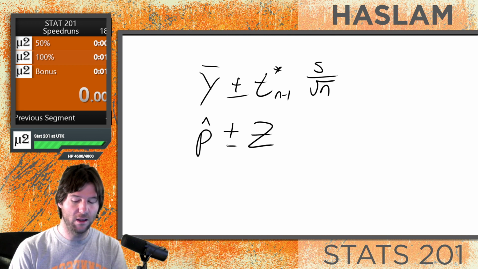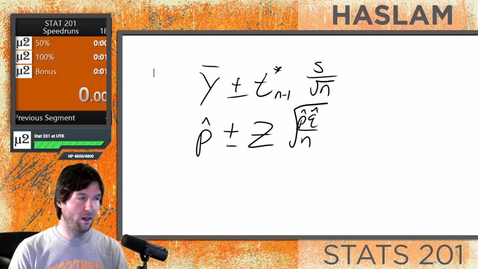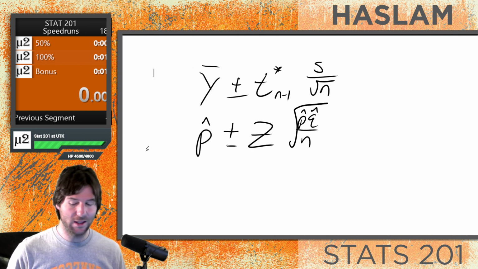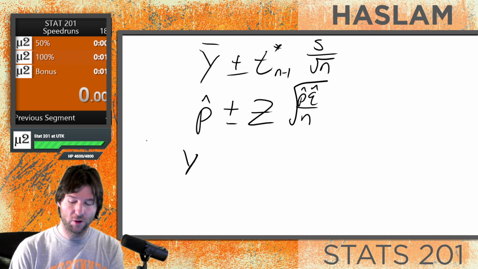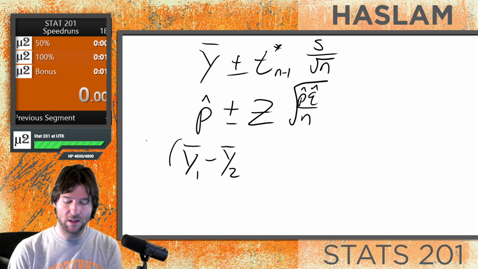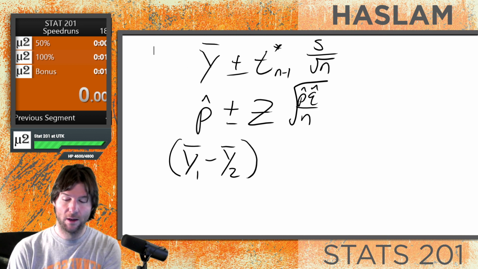This one uses z, and then we have here p hat, q hat over n square root. And then last but not least, the other interval we do in this class is going to be for the difference between two means. So if we're trying to find the true difference between two means, we would have here the sample difference between two means. Now here's the confusing thing. This is the first part of this interval right here. This part is the same as all these other parts right here.